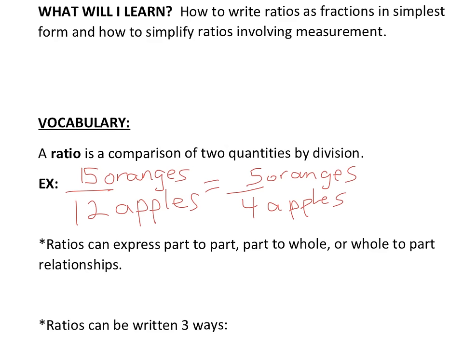Now, ratios can be expressed as part to part, part to whole, or whole to part relationships. So in this case, we know that it would be considered whole to part because we have a larger value in the numerator. We do not convert it to a mixed number. It must remain as 5/4 because, again, it's a comparison of two quantities, not 3.